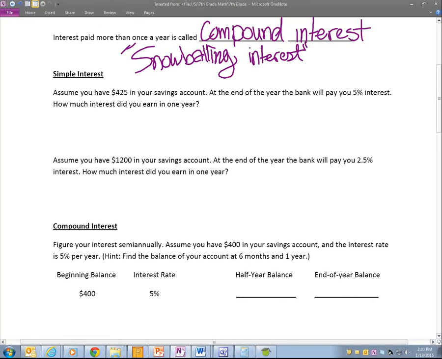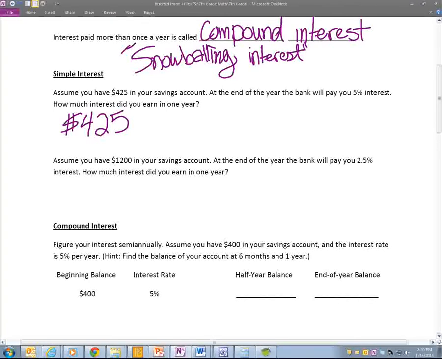All right. Now, here we go with some simple interest. This is the one that is just going to be once a year, and it doesn't add on to itself. So we have $425 in our savings account. At the end of the year, the bank will pay you 5% interest. In other words, they're asking us to find 5% of 425.